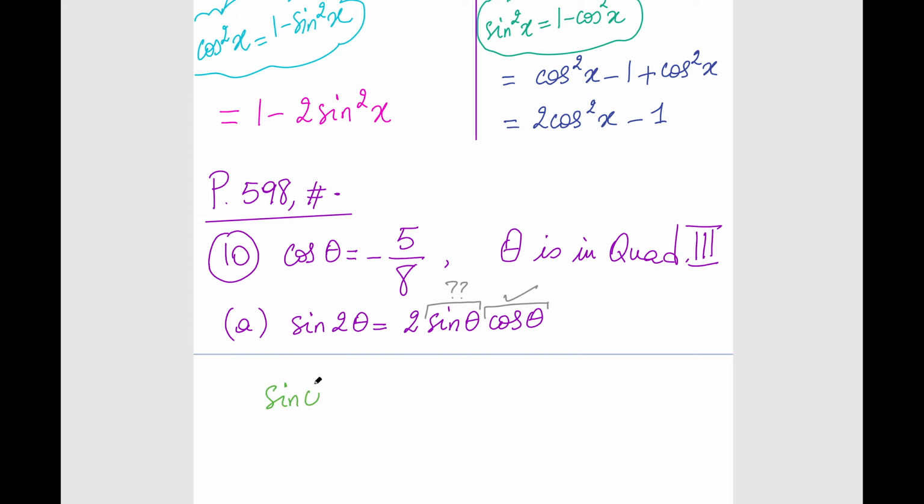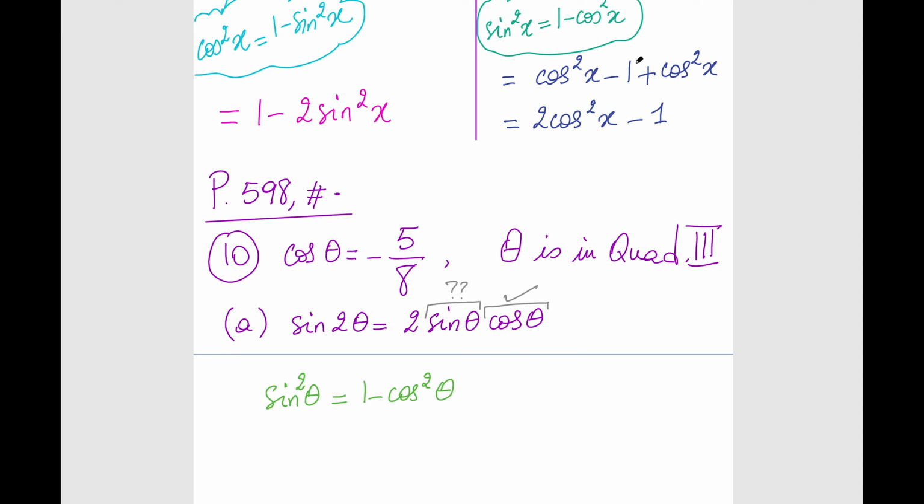Sine of theta, how can I relate sine of theta to cosine of theta? This is a typical situation, right? I would love to have information on sine of theta, but I do have information on cosine of theta and in which quadrant theta lives. Well, Pythagorean identity, right? It's this one right here. So I know that sine squared of theta is equal to 1 minus cosine squared of theta.